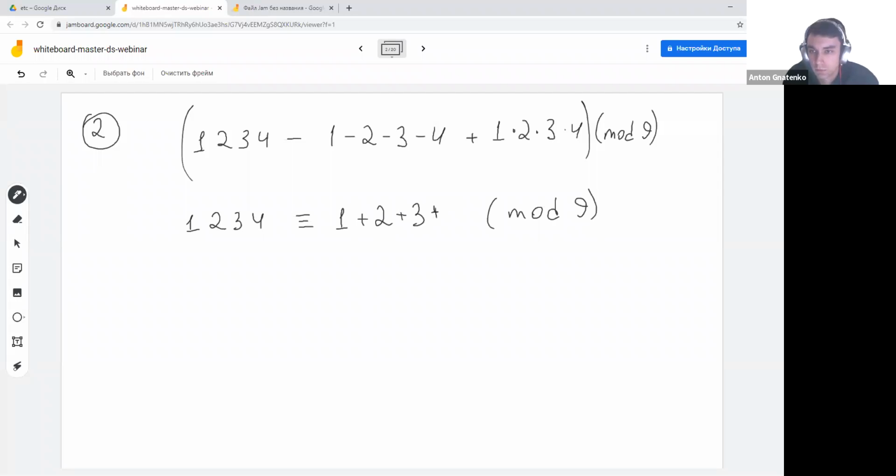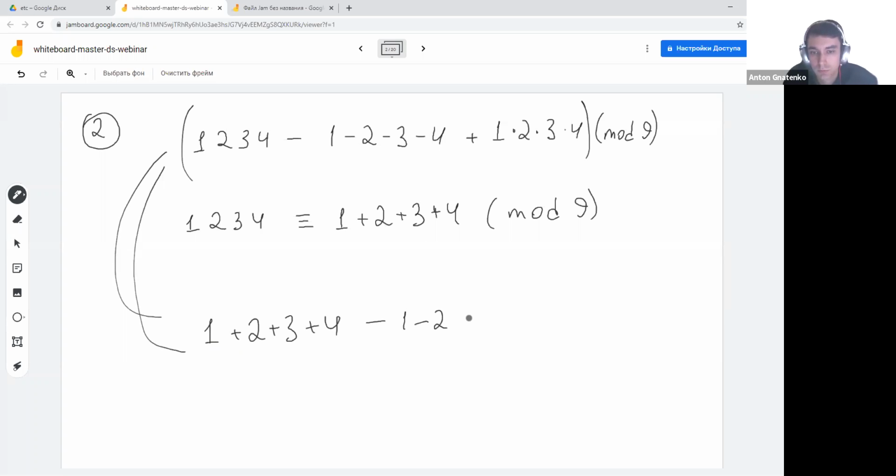Any number presented in a decimal system with decimal digits has the same remainder when divided by 9 as the sum of its decimal digits. So as we are looking only for the remainder, we can substitute this big number with this small sum because they have the same remainders. So it is equal to 1 plus 2 plus 3 plus 4. I substitute this big number with the sum of its digits.